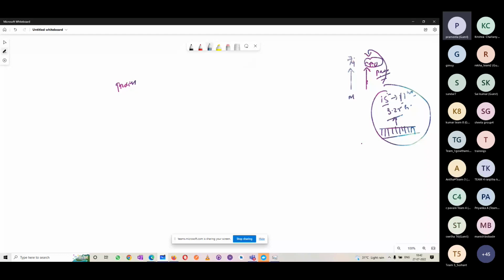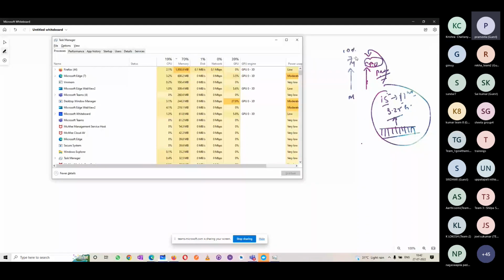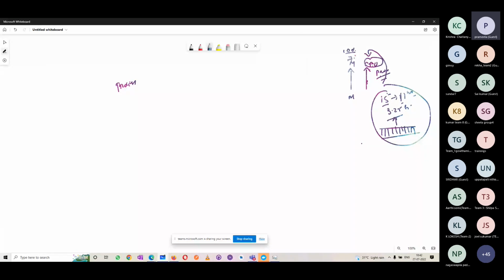What is the maximum extent it can increase? It can increase only up to 100%, right? So 100% is the maximum. It will increase to 100%. And if memory is 100%, CPU is also 100%. Then you will be seeing something rolling.